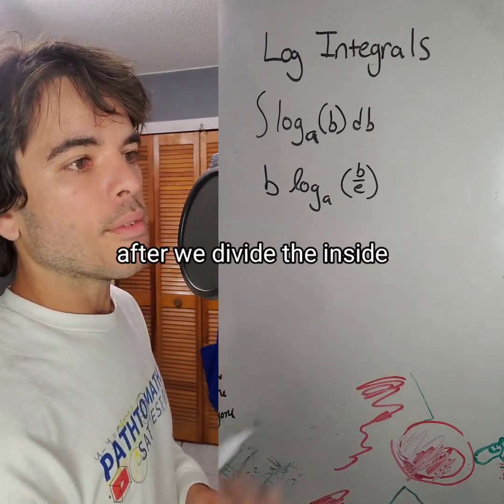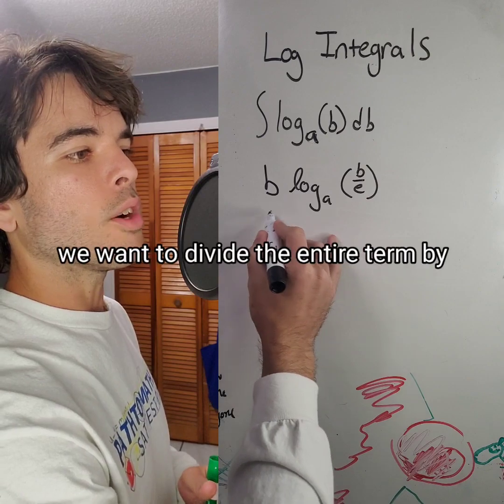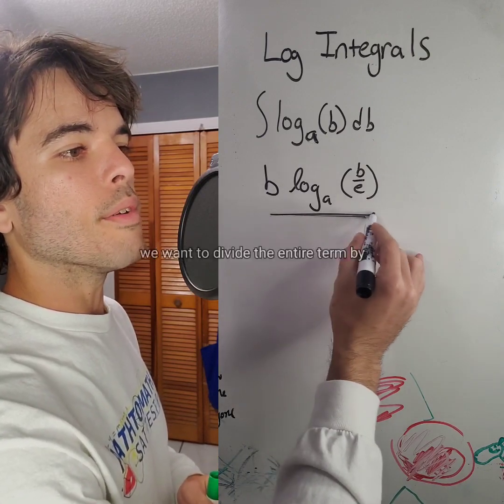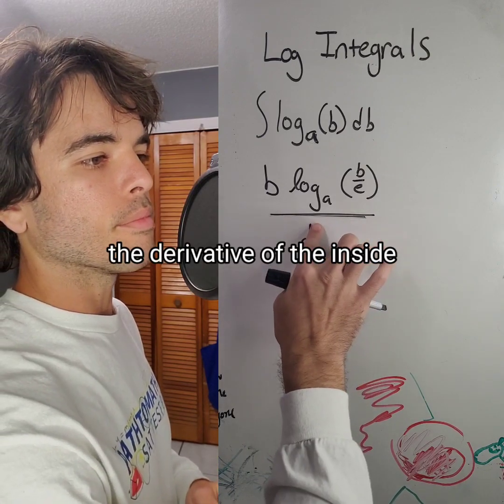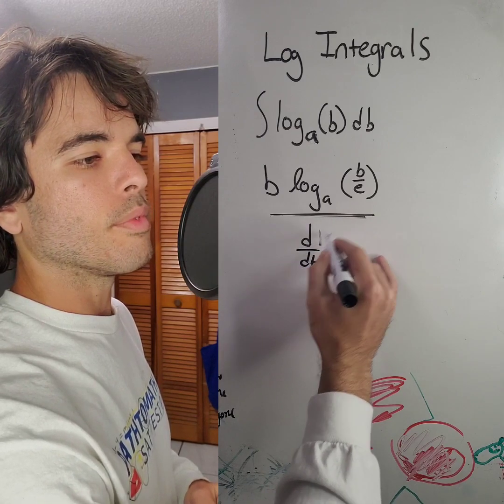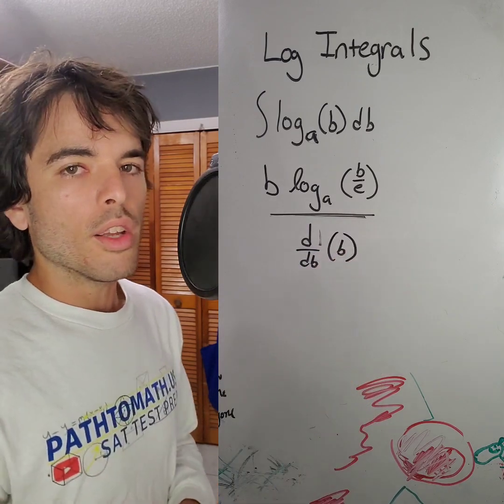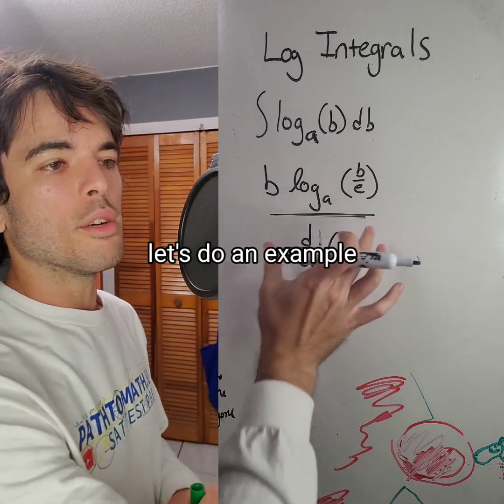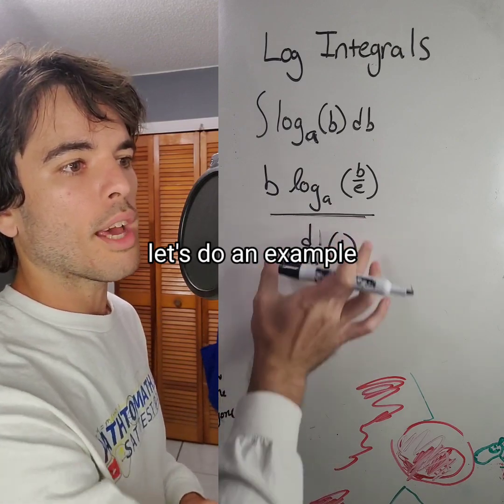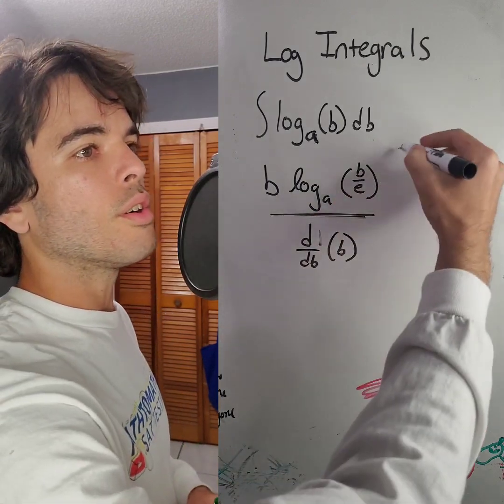All right, after we divide the inside by e, we want to divide the entire term by the derivative of the inside. So let's do an example and put this into practice, but you're going to want to write this down. You're going to want to have this memorized for any linear function.